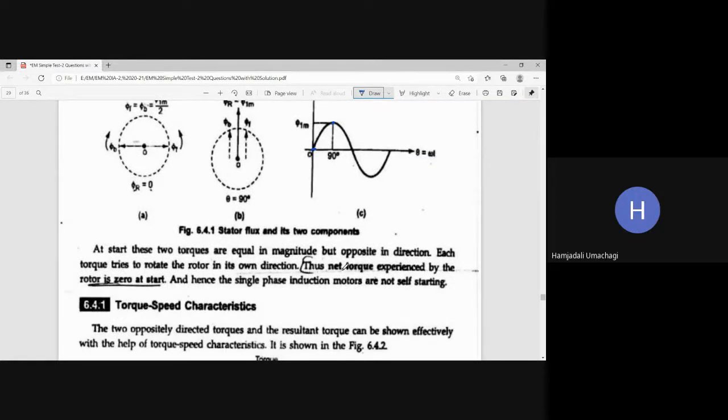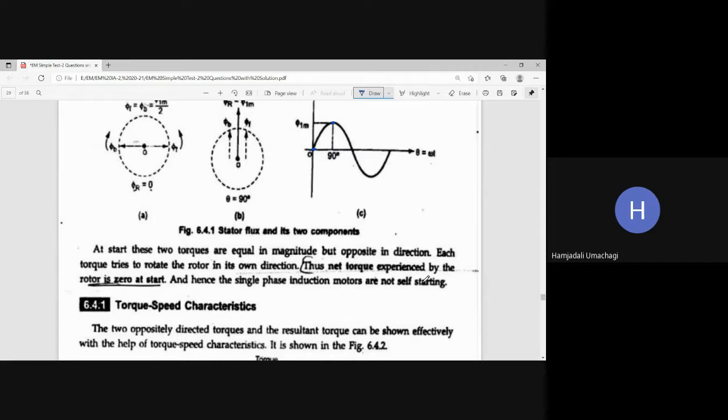Thus the net torque experienced by the rotor of the single phase induction motor is 0 at the time of starting, and hence single phase induction motors are not self starting. So this is the main reason. Because of the double revolving theory, here we have proved why single phase induction motors are not self starting. The main reason is that there will be two torques, one acting in the clockwise direction and the other acting in the anti-clockwise direction. Both have equal and opposite magnitudes.